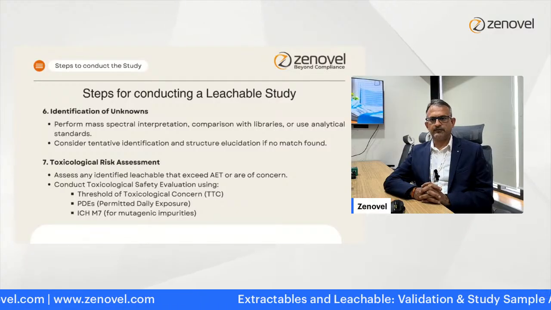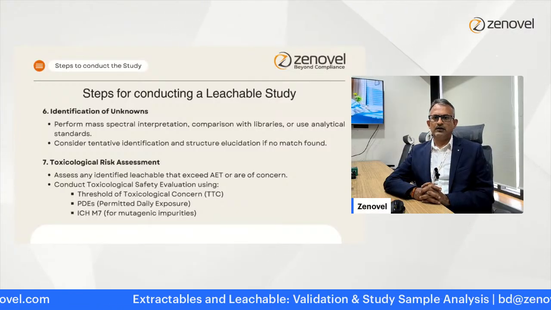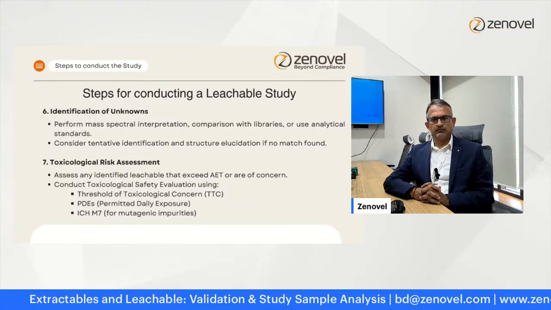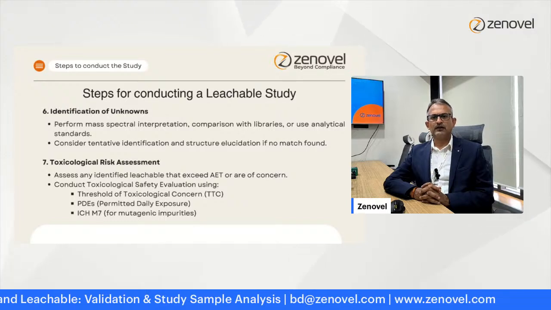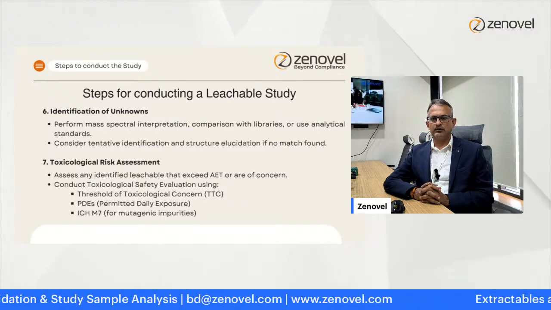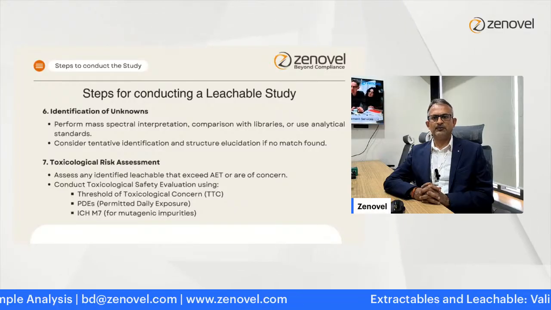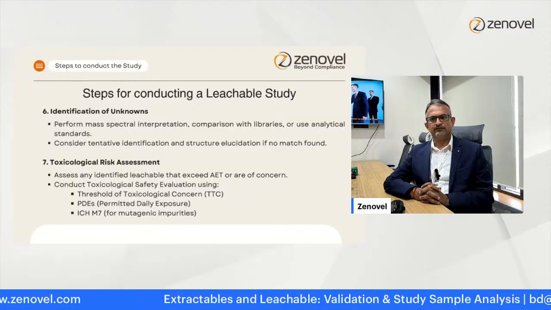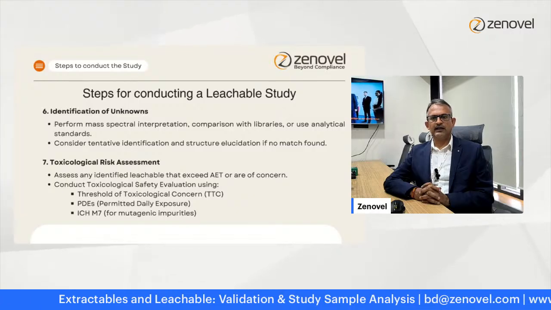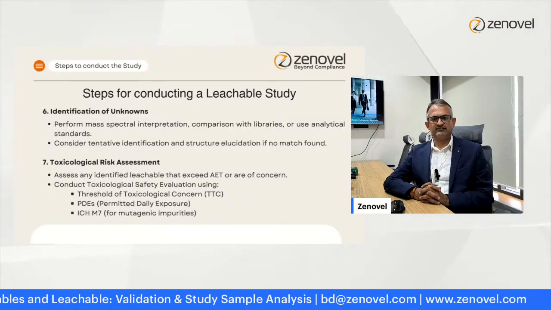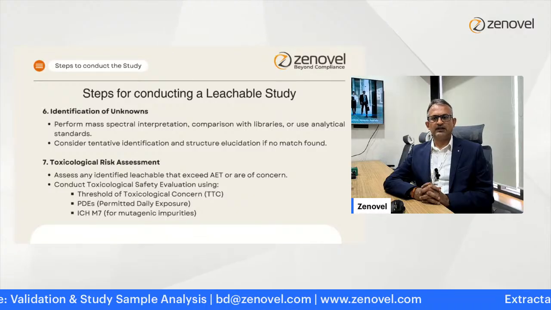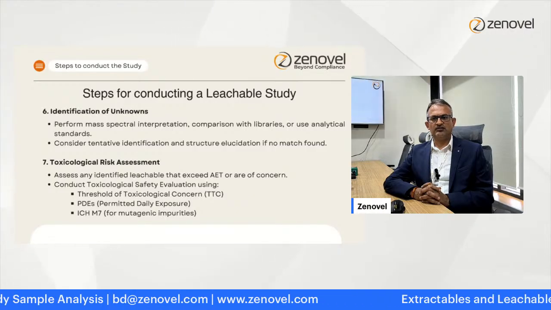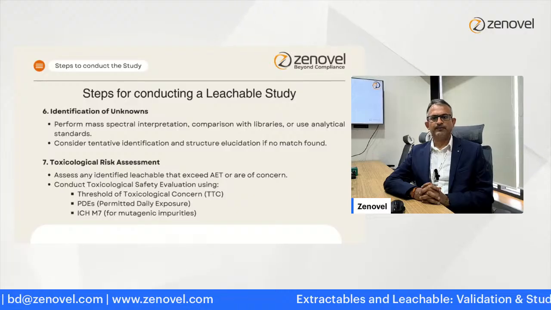Then after analysis, the step is identification of the unknowns. For that, we have to perform mass spectral interpretation and comparison with the libraries, or we can use an analytical standard for the estimation. Then consider tentative identification and structure elucidation if no match is found.